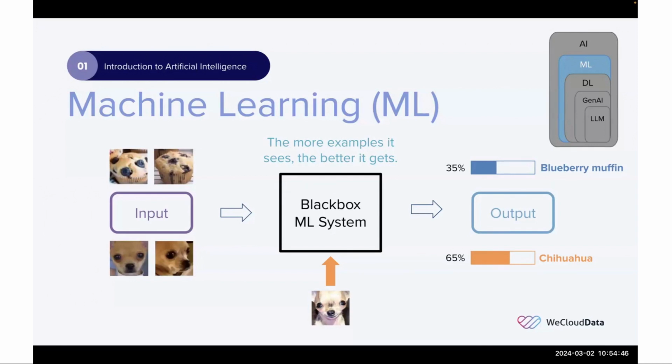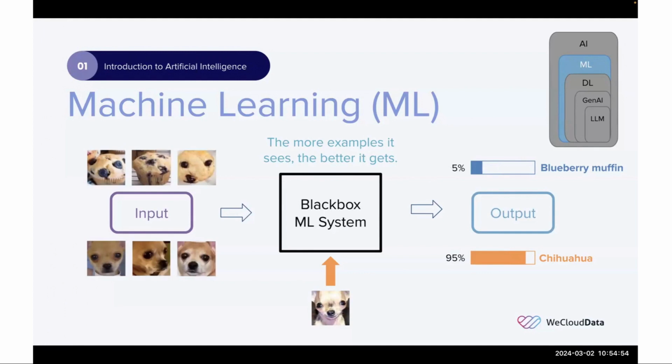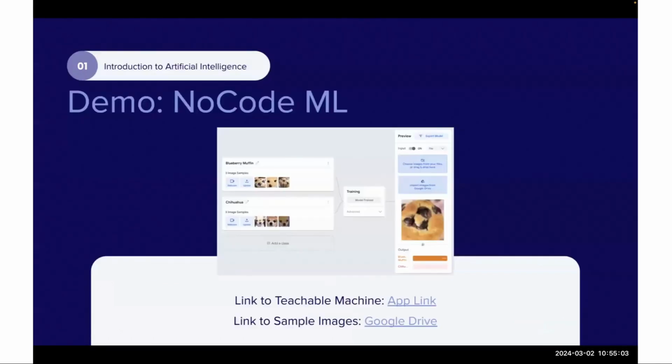On the right hand side, you'll see the 35%, the 65%. These are the confidence level, or the likelihood. So it starts to become more confident as it sees more examples, and your models start to become smarter. And in the end, you want to feed it some sort of unlabeled data, and it can generate predictions.